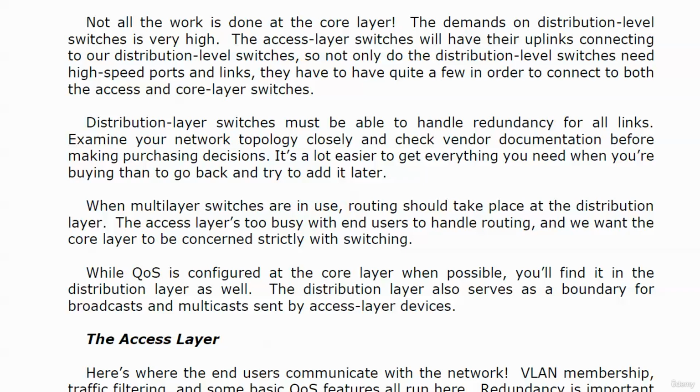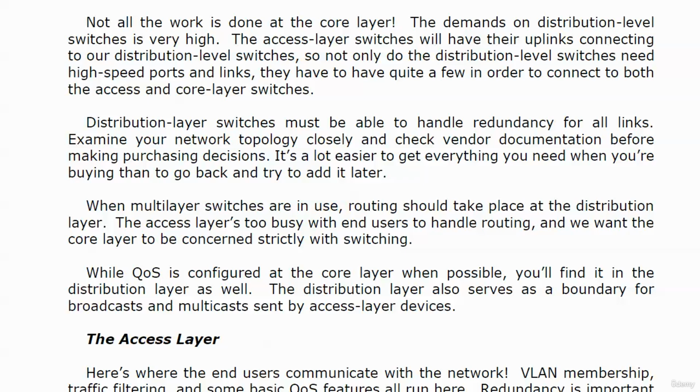You really want to check out your network topology and vendor documentation before buying something because, boy, in this business, it's a lot easier to get everything you need the first time around than go back and try to add it later. Now, when multi-layer switches are in use, this is where routing should occur, at the distribution layer. Because the access layer, that's too busy with end users to handle routing, and we don't want that extra routing load on the core layer switches.